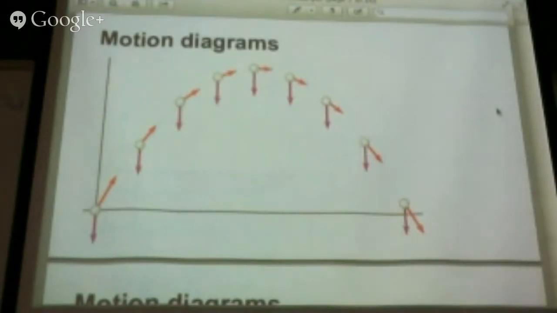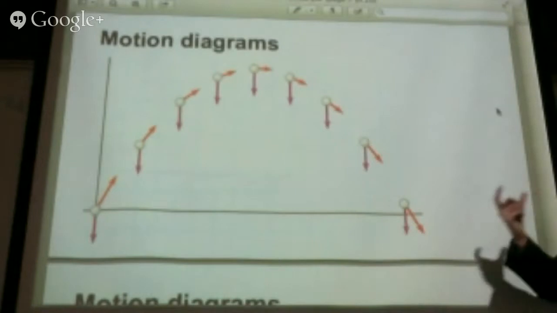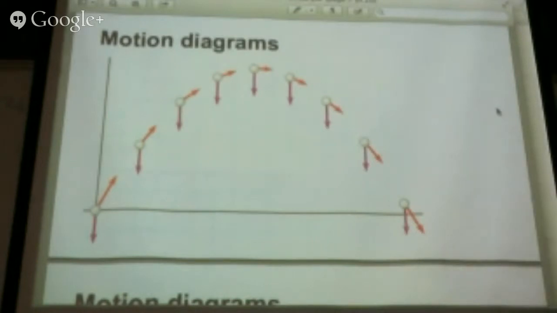Now, I don't know if it was intended this way, but this definitely could represent a projectile being thrown through the air. We typically assume that there's no air resistance, so we don't slow down in the x direction. We don't speed up in the x direction either. All we have affecting our object is gravity, which pulls things downward.